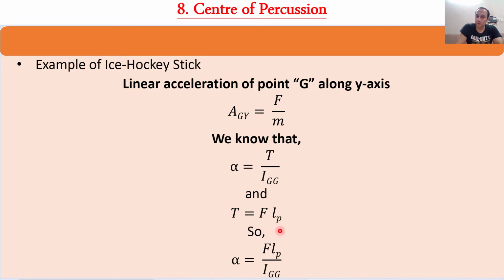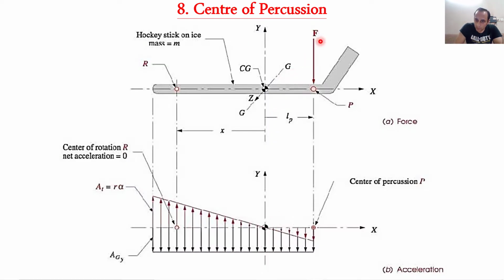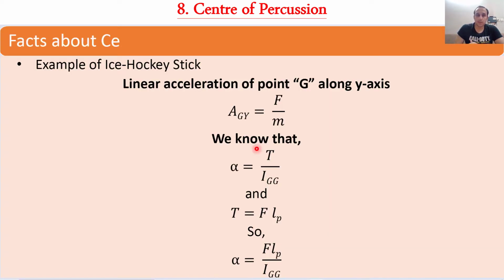Why this F into LP? Because we know that this force was applied on this ice hockey stick, and because of that force a torque was applied, and because of that torque the hockey stick is now in circular motion. So this is the force, this is the moment arm, and this torque is inducing the rotational motion in the ice hockey stick in combination with the linear motion. Okay, so this torque will be equal to the product of F multiplied by LP. So this torque is equal to F multiplied by LP.